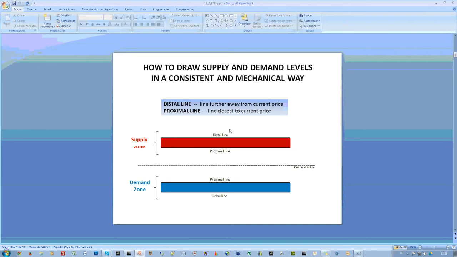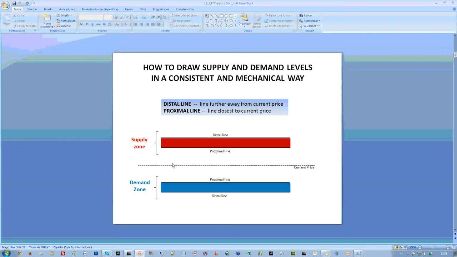So, in order to understand how to draw levels, you need to understand which are the components of each of the two levels that we have: a supply zone or level and a demand level. Both are composed of the same things: one distal line and one proximal line. The proximal line is the line farther away from current price.